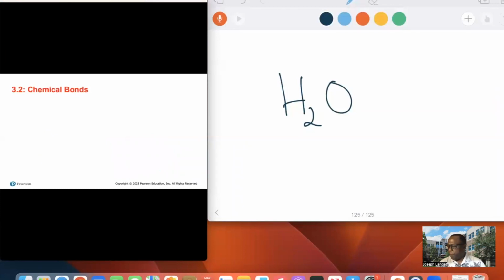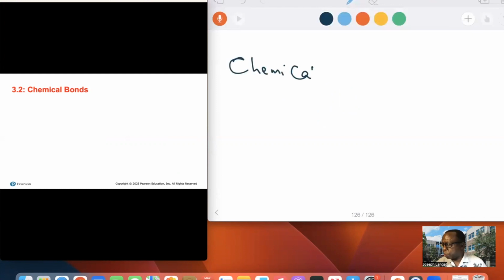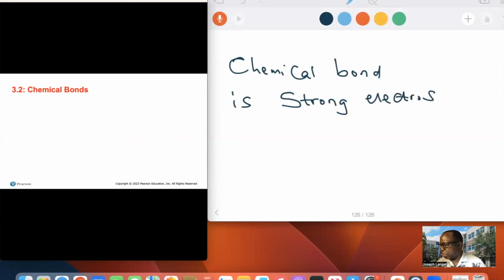Please draw a parallel and understand that there's a difference between mixtures and compounds. Moving forward fast, this leads us to chemical bond, and what we call a chemical bond. Please take note of this: a chemical bond is simply defined as a strong electrostatic force of attraction.